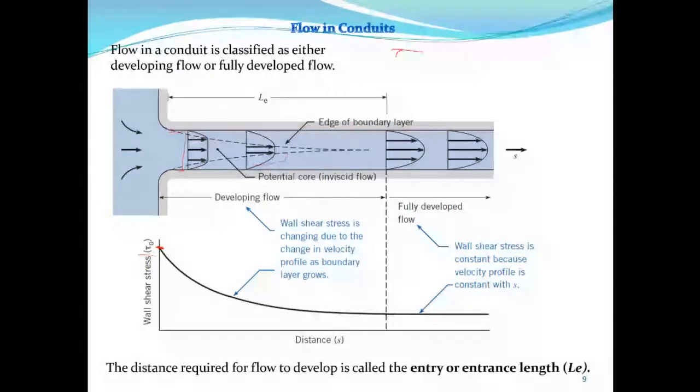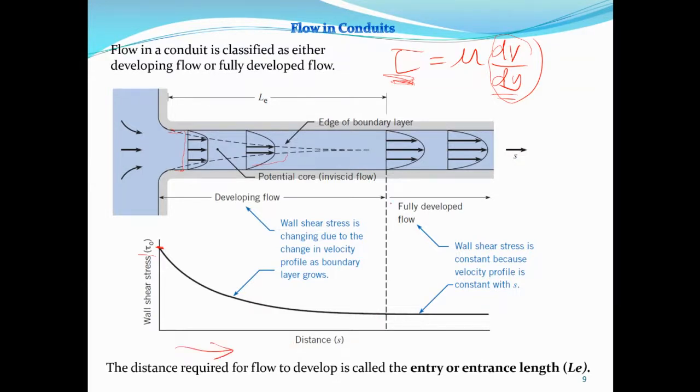The shear stress is τ = μ dv/dy. The velocity gradient is highest at the entrance, and that is why the shear stress is highest. As the flow moves, the velocity profile becomes flattened, so dv/dy is decreasing, and that is why the shear stress is also decreasing in the streamwise direction. But it becomes constant when the flow is fully developed.